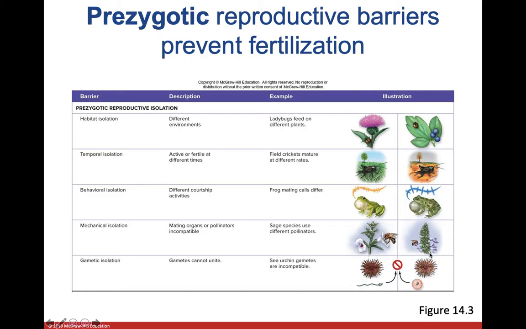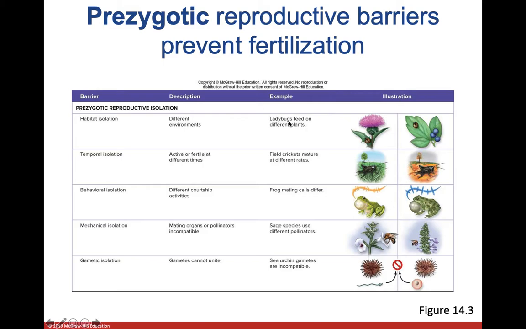Our example here is two different species of starfish, or of sea urchins, and they reproduce by casting their sperm and eggs into the water. The sperm and the eggs can easily come in contact with one another, but they just don't fertilize the eggs of the other species, and that's just how that works.